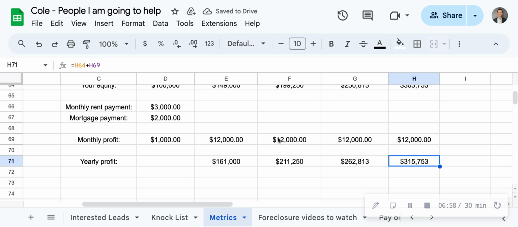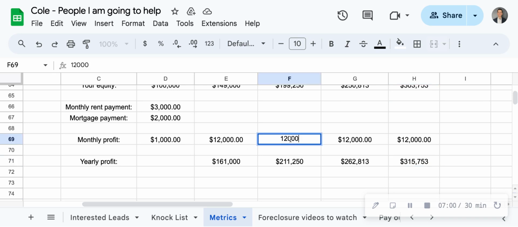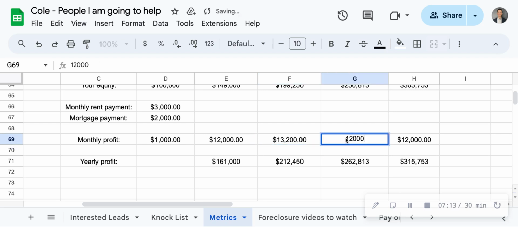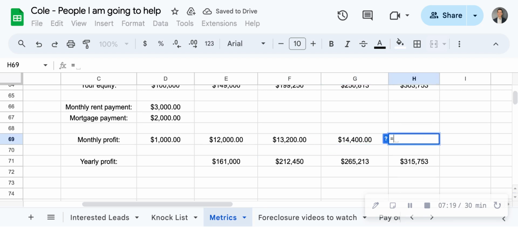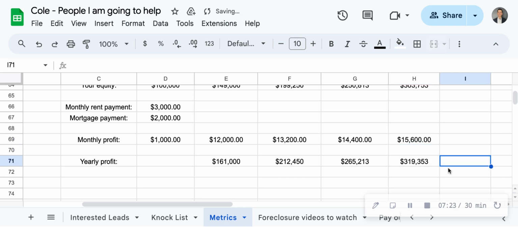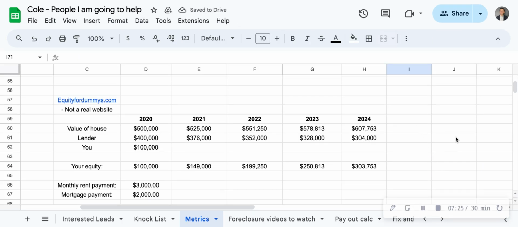And every year you decided to raise rent $100 a year. So now you're charging $3,100 or whatever. So your total profit is actually $1,100 times 12. And then this year you're charging $1,200 times 12, and then this year you're charging $1,300 times 12. So there you go. And that slowly pays off your mortgage.